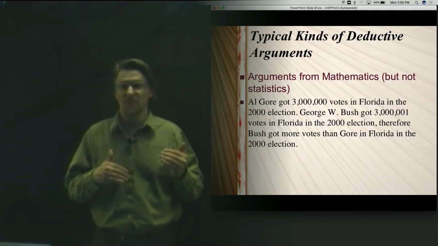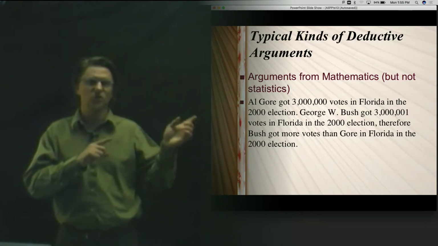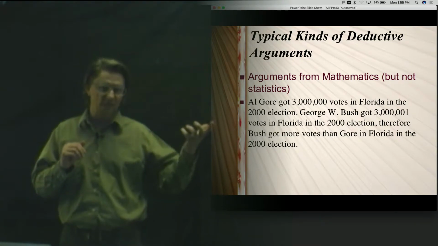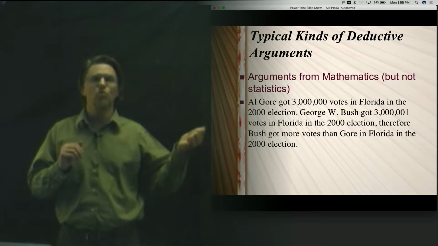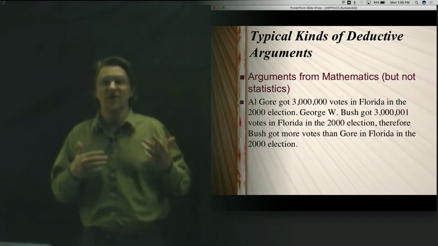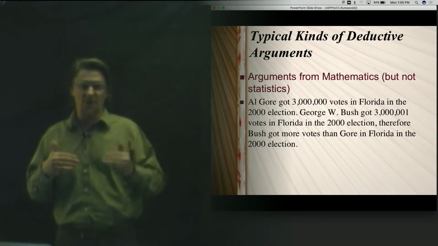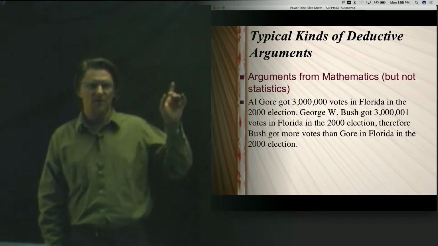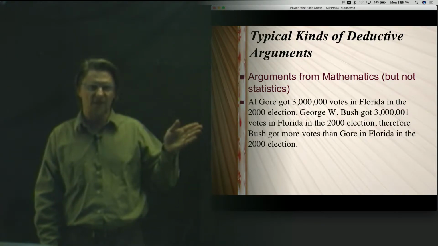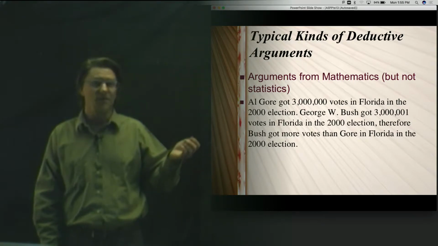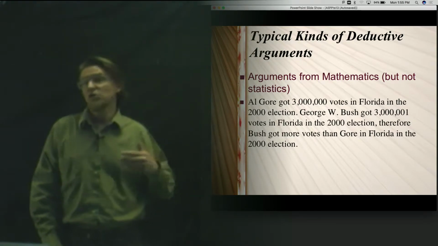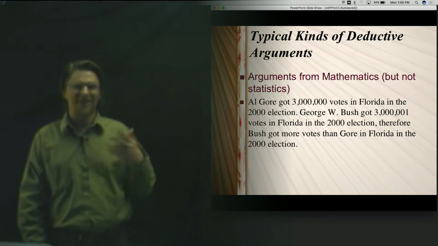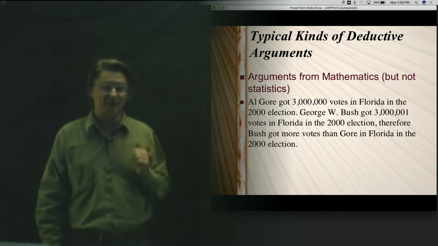3 million, right? And of course, if those premises are assumed to be true, and I'm not saying that they are, but if we just for the moment assume that, then of course the conclusion would be guaranteed simply by virtue of the fact that 3,000,001 is always more than 3 million. Now, any kind of argument for mathematics then will be considered deductive, right? It's not as if 3,000,001 is usually more than 3 million. It's always more than 3 million, and that's where the guarantee comes from in this mathematical argument.